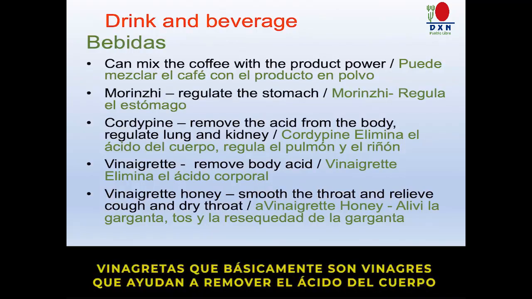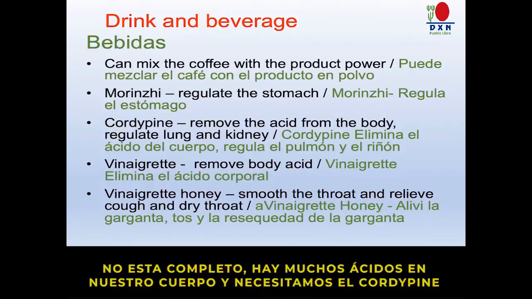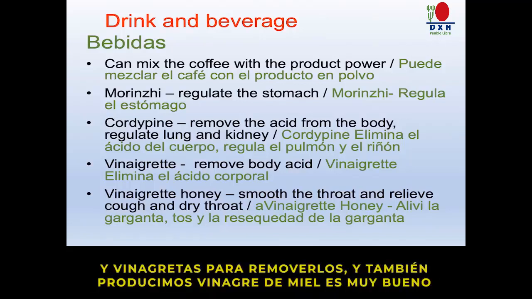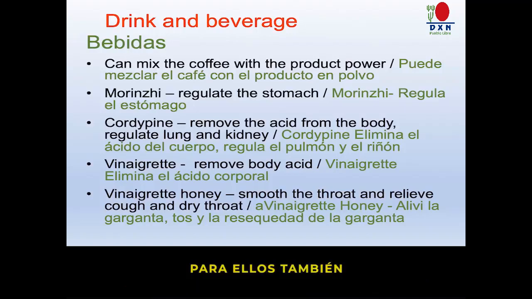Then we have the vinaigrette. Vinaigrette is just a vinegar. You can remove the body acid with it, and you need to study the Krebs cycle in the future, because our metabolism is not complete, there is a lot of acid waste in the body. Then we need Cordyceps, we need vinegar to remove it. We also produce vinegar honey, mixed with honey. This is very good for sore throat. When people have cough and throat problems, this is a very effective remedy.